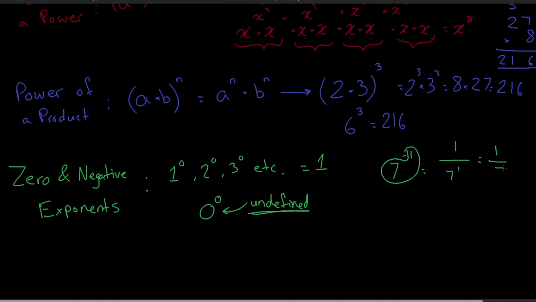That's 1 over 7. Now, try doing 2 to the negative 2. Well, we would put 1 over, it's always in the numerator, and then that would be just 1 over 2 squared. Not negative, just positive, 2 squared. And so that is 1 over 4.